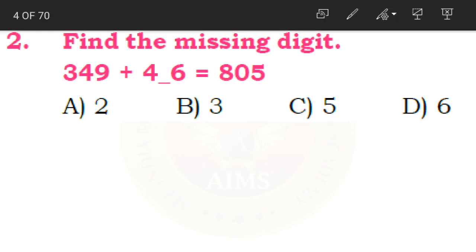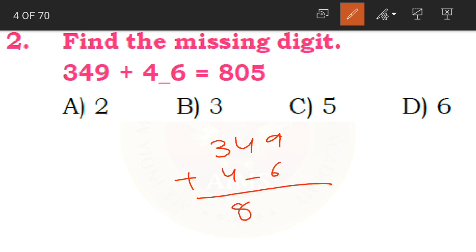Coming to question number 2. Find the missing digit. 349 plus 4 dash 6 is equal to 805. Yes children, again you know how to do this, right? Yes, let us solve. 9 plus 6 is 15. So 1 carried, 5 here. 4 plus 1 is 5. And then we are having 0 here. 5 plus something is equal to 0.